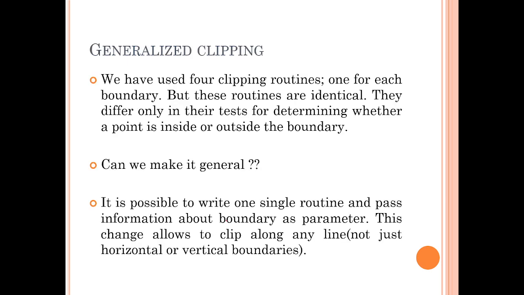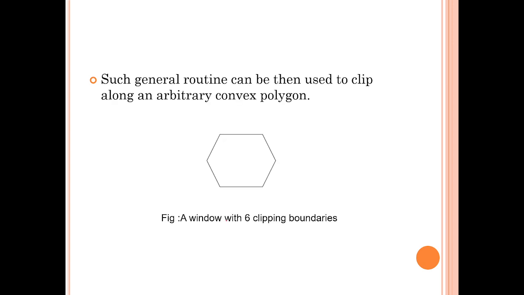So we have generalized clipping. We have used 4 clipping routines, one for each boundary, but these routines are identical. They differ only in their test for determining whether a point is inside or outside of the boundary. It is possible to write one single routine and pass information about the boundary as parameters. This change allows us to clip along any line, not just horizontal or vertical boundaries. Such a general routine can be used to clip against arbitrary convex polygons.